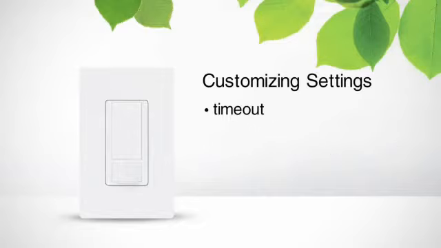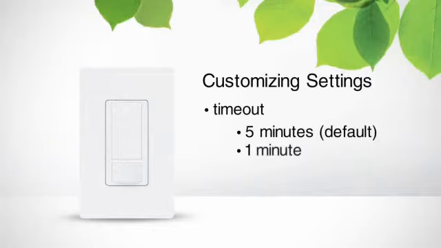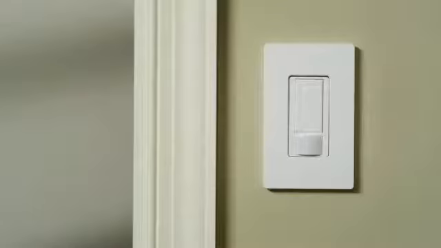Timeout is the delay until the lights go out after a person has left the room. The timeout default is 5 minutes. You can also set the timeout for 1, 15, or 30 minutes. To change the timeout, press and hold the main button.